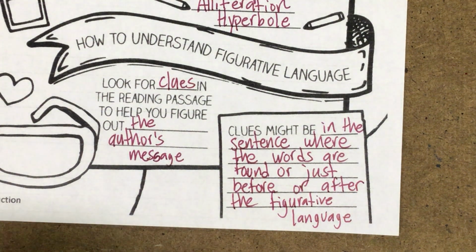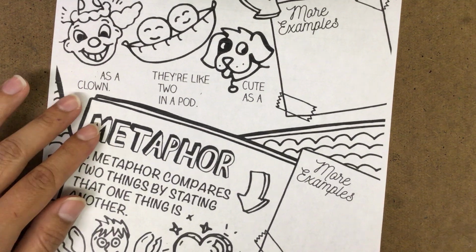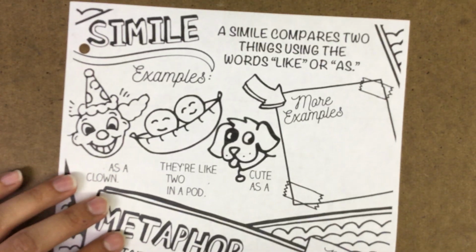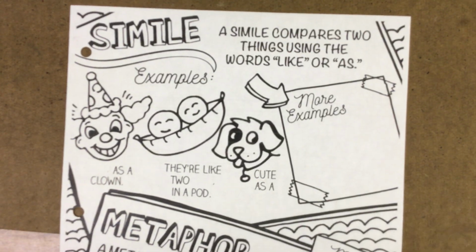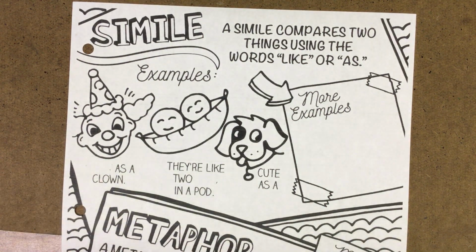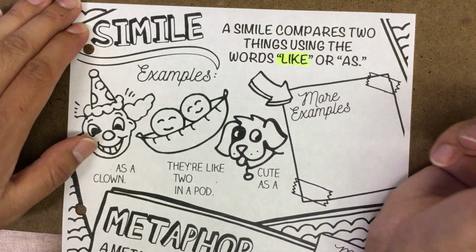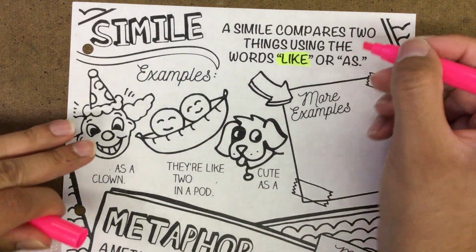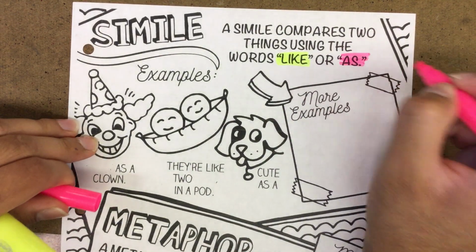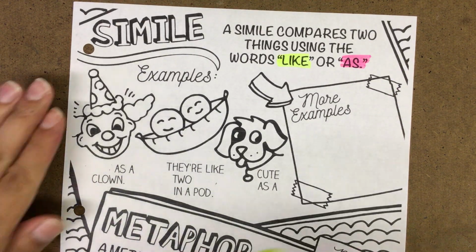So now I want you to get your simile and metaphor notes. And I want you to get your highlighter. So on your notes, what I do, you do. A simile compares two things using the words like or as. With your yellow highlighter, I want you to highlight the word like. And with your pink highlighter, I want you to highlight this word. Remember, a simile compares two things using the words like or as.